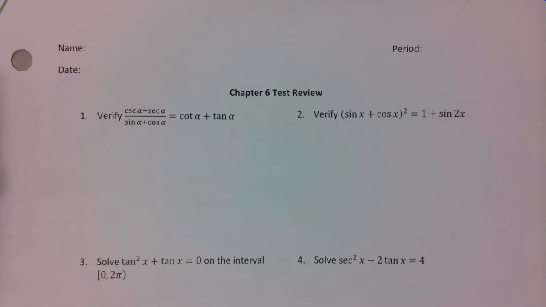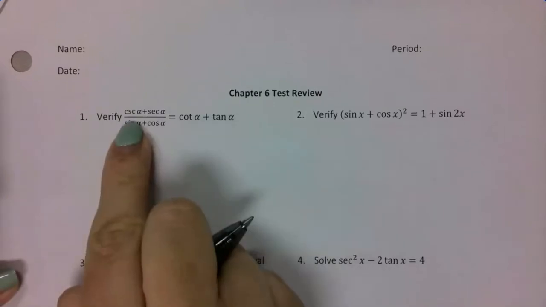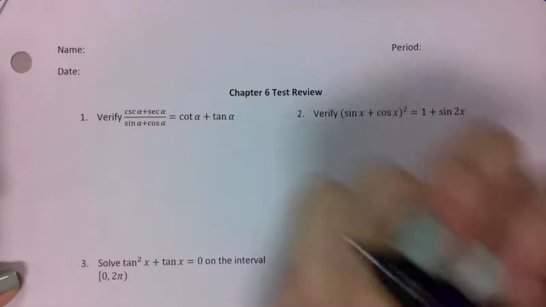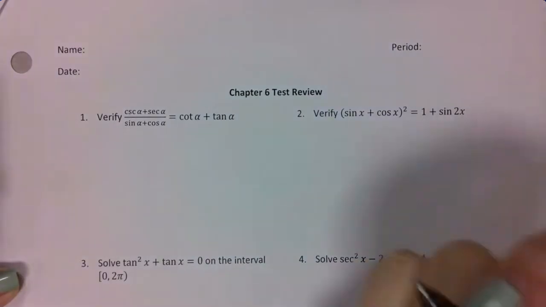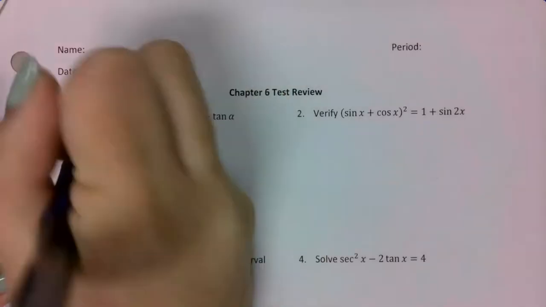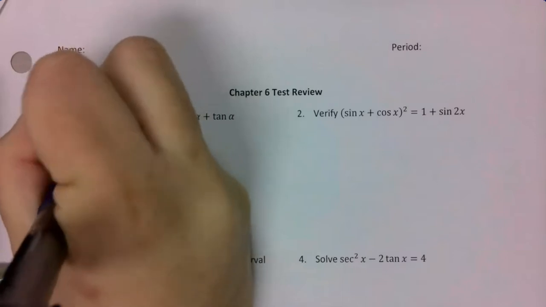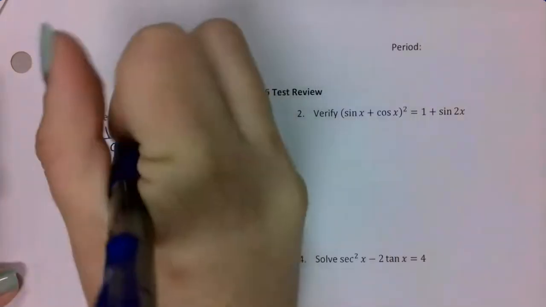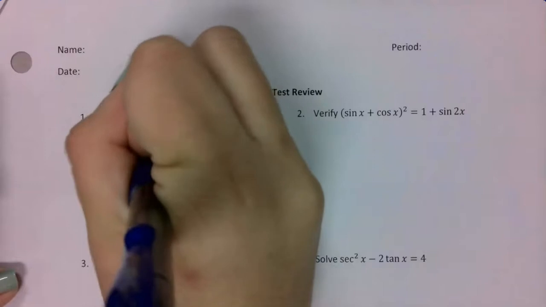I always want to choose the side that looks more complicated to work with because it'll give me more to work with. Number one, the left side is more complicated because of the fraction. I'm going to start off by rewriting these in terms of sine and cosine. If I'm absolutely stuck for what to do, you always want to just try and rewrite in terms of sine and cosine.